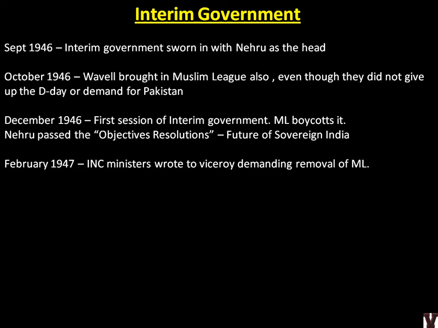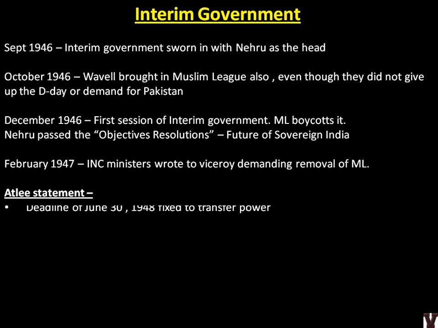Now 1947 February, INC ministers wrote to the Viceroy demanding removal of the Muslim League. They told like either remove them or we'll give our resignations. That is what the INC ministers told, because Jinnah was getting into too much communal atrocities across India. Now Attlee gives statements. We'll see a summary of what all he told. He told a lot of things, but we have summarized it in points.